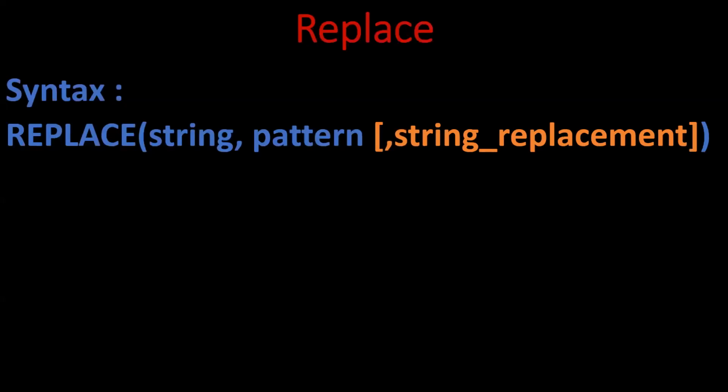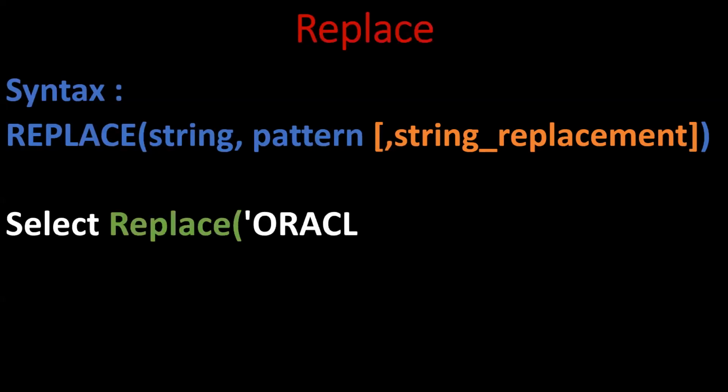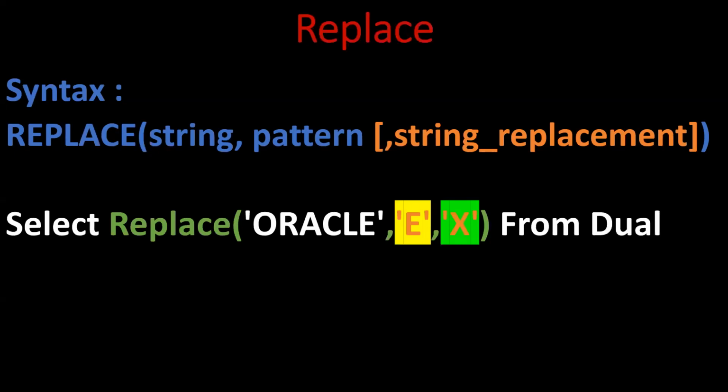Next one is the replace function. The name itself suggests that it will replace the particular string. The syntax is as follows. It has 3 parameters. First one is the actual string, and the second one is the pattern, and the third one is the string which needs to be replaced. So in the Oracle string, I need to replace E with X. The output would be like this.